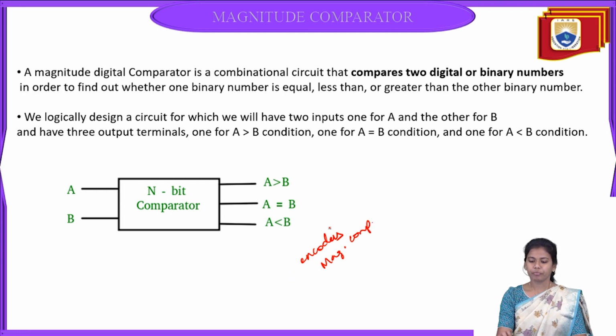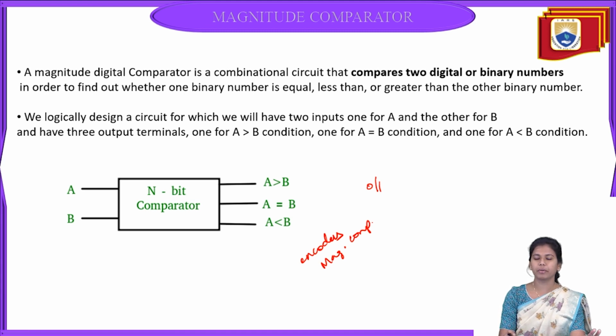Coming to the magnitude comparator. This magnitude comparator is a combinational logic circuit that compares two inputs. We know that the inputs will be in binary form, 0 or 1, but the output is a comparison with respect to the inputs.